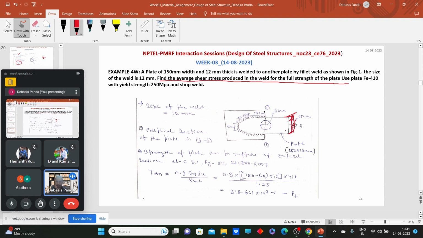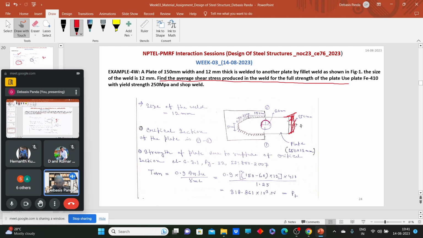Now tell me, what should be the full strength of the plate? If we can calculate the full strength of the plate, then, since the Lw is given, we can easily calculate the load carrying capacity of this joint. So tell me, what should be the full strength of this plate? Is the full strength governed by yielding, or is it governed by rupture?